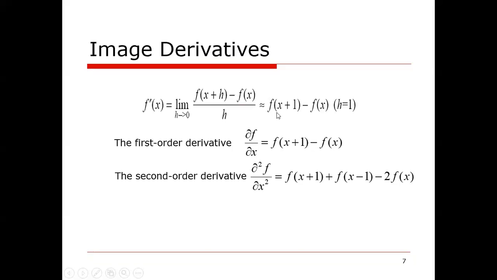Here we will see some basics of an image. The image derivative: you will find f dash x is equal to f of x plus h minus f of x upon h, limit h tends to 0. In this way you will find the first derivative of the image. The first order derivative of the image is del f upon del x is equal to f of x plus 1 minus f of x. The second order derivative is del 2 f upon del x square is equal to f of x plus 1 plus f of x minus 1 minus 2 f of x. These are the first order and second order derivatives of the image.